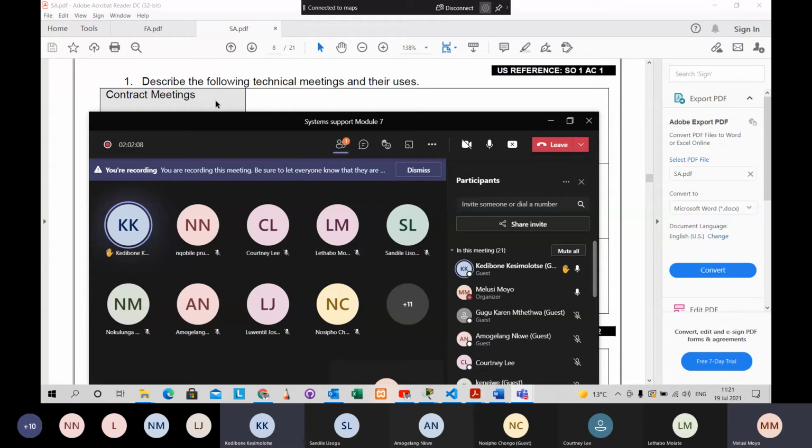Oh, Melissa, what is SLA? Does it have an abbreviation or is it like a word on its own? So SLA is service level agreement. This is an agreement between a service provider and a customer or a client.